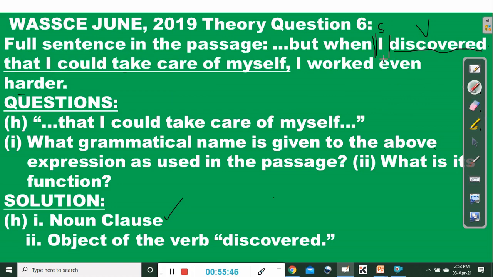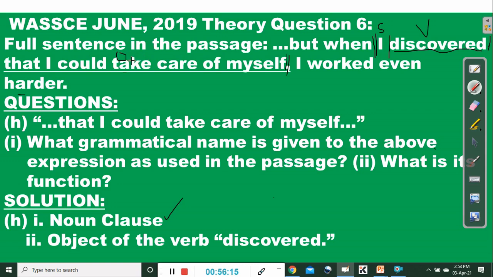Now, the subject begins here. I is the subject, discovered is the verb. And then we put a border here. And then this is the object: I discovered that I could take care of myself.